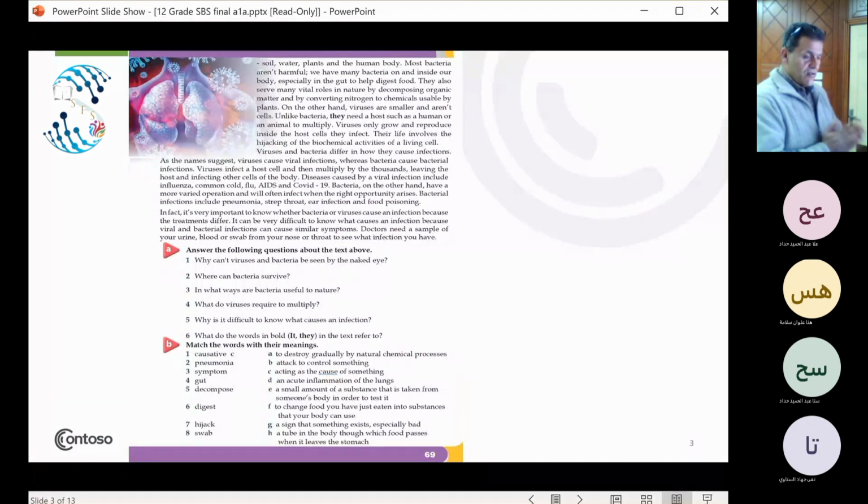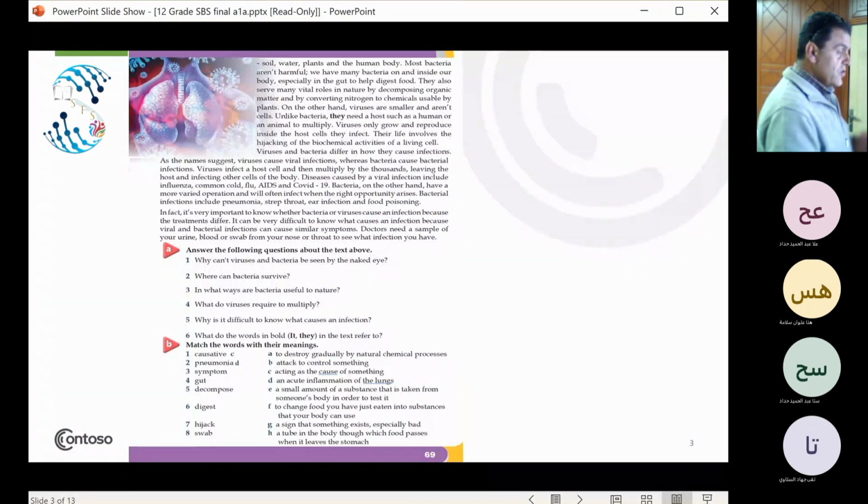The second word is pneumonia. Notice with me, the first letter is soundless. Pneumonia. What does pneumonia mean? It is concerning the lungs. An acute inflammation of the lungs. A disease in the lung. The third word, as you can see, all the words here are related to health.